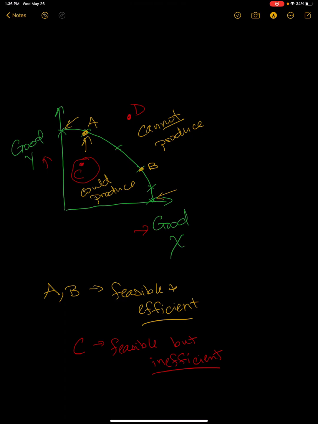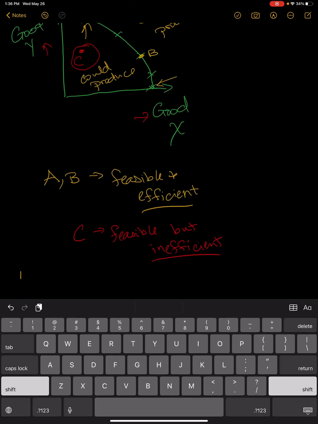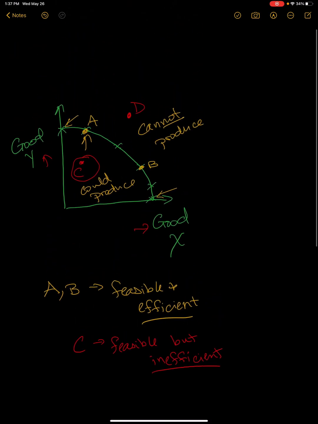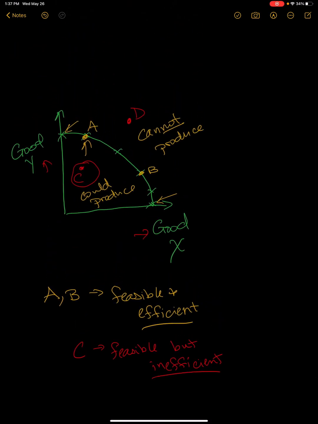What about a point like D? I should have changed my color there. Let me see if I can get my colors back here. Oops, I don't know how to get my colors back. So we're just going to stick with the red momentarily. Here we go.